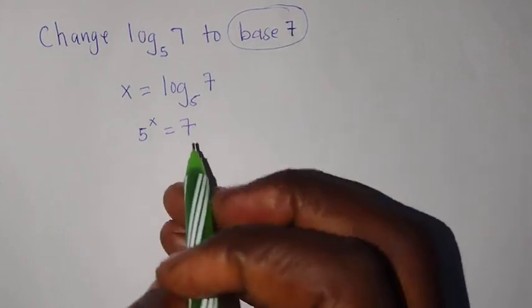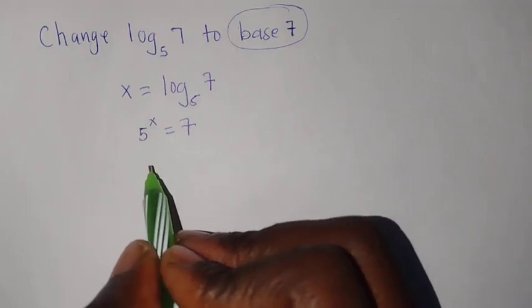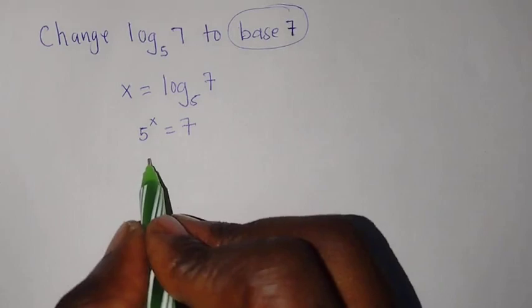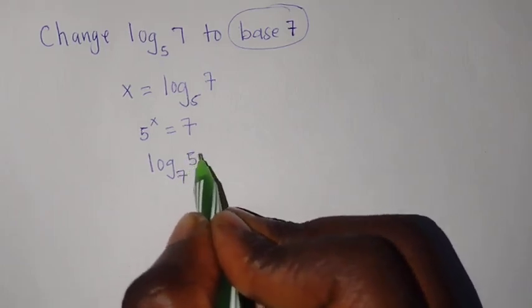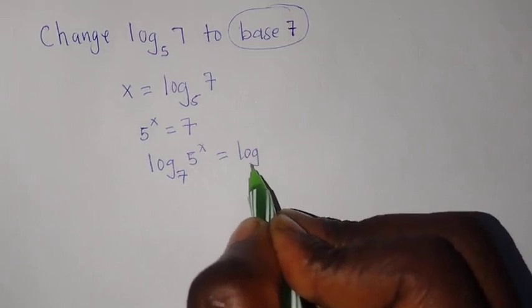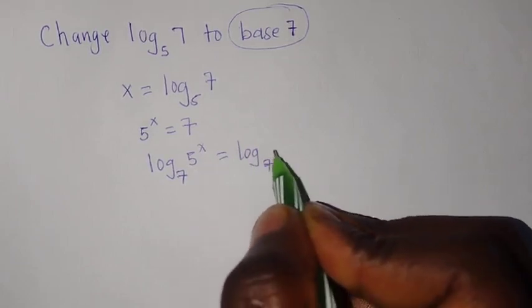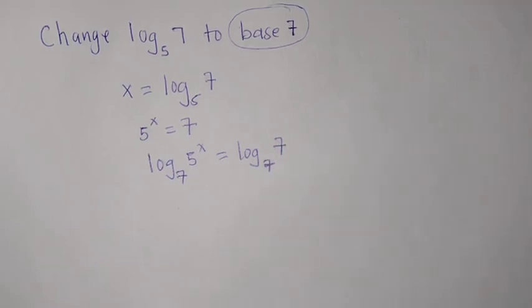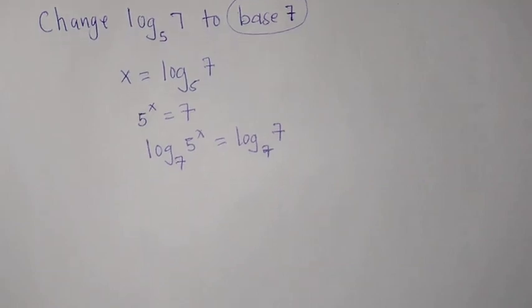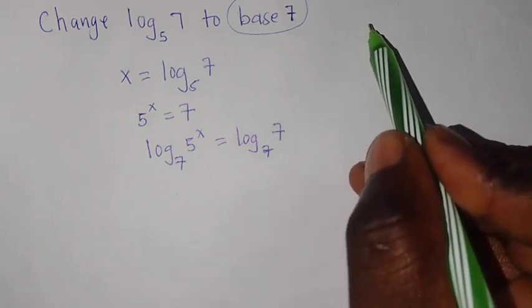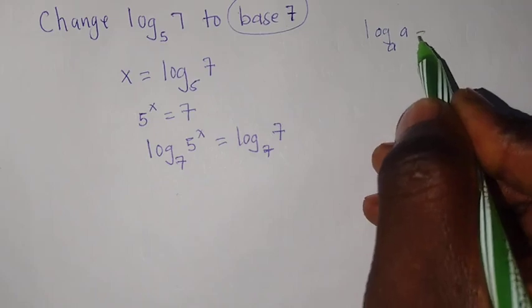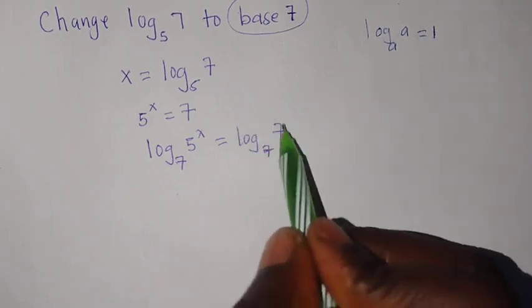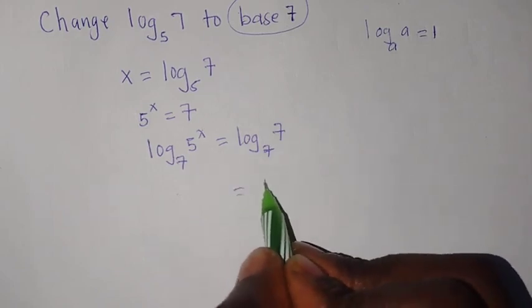Now the base number that they want you to change to is base what? 7. So if you are changing to base 7, you are going to introduce here the same log with the same base number. So I'm going to say log in base 7, then you write 5 power x equal to log in base 7, then you write 7. I hope this principle is okay with you. You have understood. So from here, remember I did mention that if you have log with a base of a of a, this will give you 1. You can notice what you have here, it's the same thing. So this side it will be a 1.